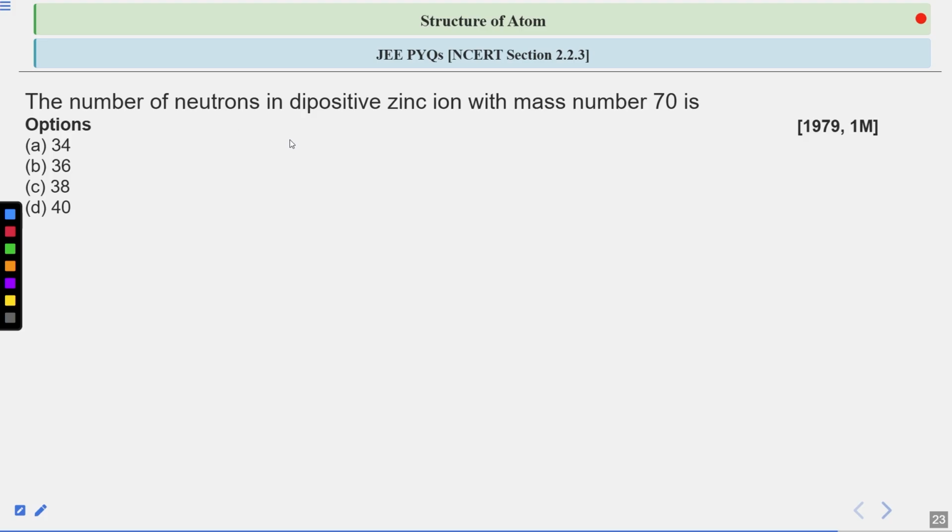The number of neutrons in the di-positive zinc ion with mass number 70 is. Options are 34, 36, 38 and 40. Your time to solve this question starts now. Okay, your time is up.